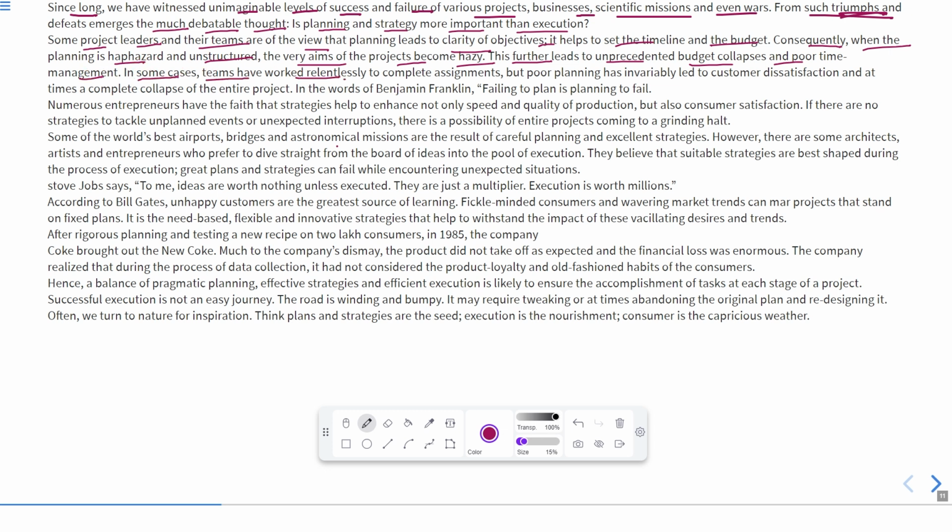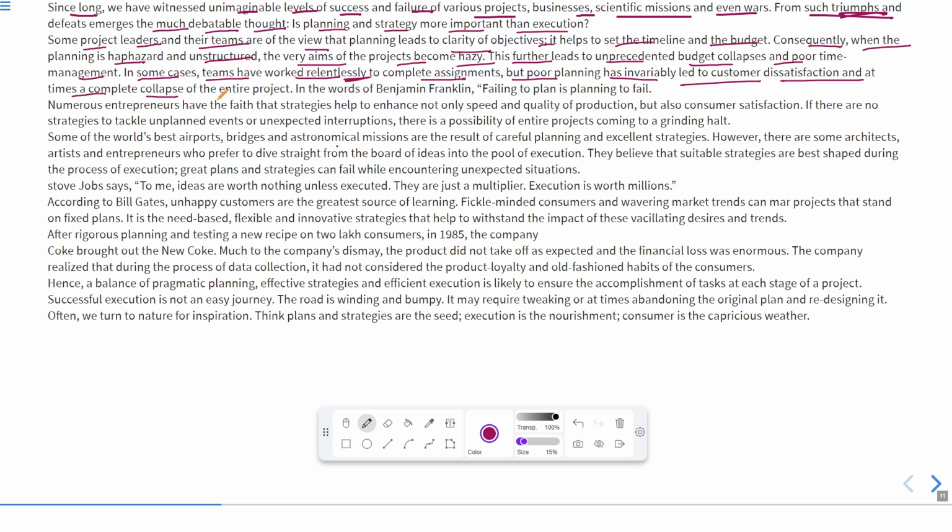In some cases, teams have worked relentlessly, which means they continue their work without stopping. They do hard work continuously to complete assignments, but poor planning has invariably led to customer dissatisfaction. That will not satisfy the customers, because the thing they have done, though they have done it continuously, is not according to the requirements of the customers. It means whatever work they have done is not proper, or it is not good.